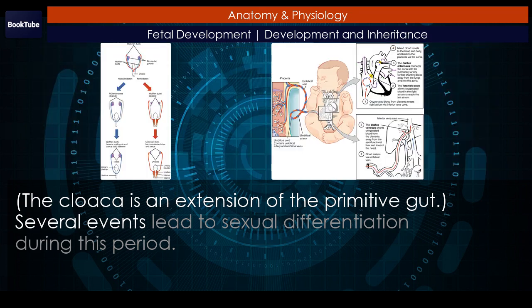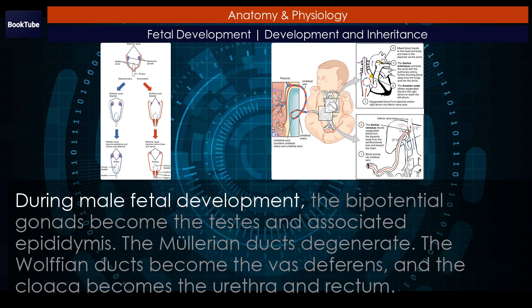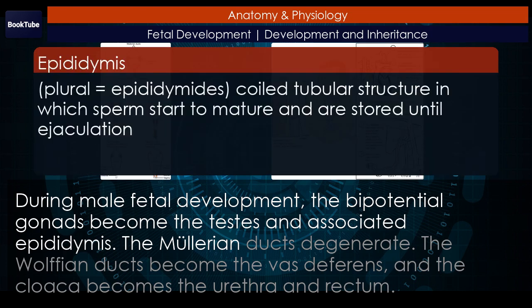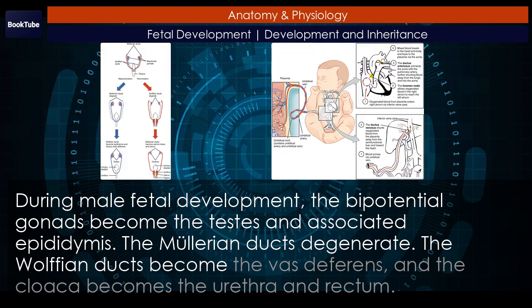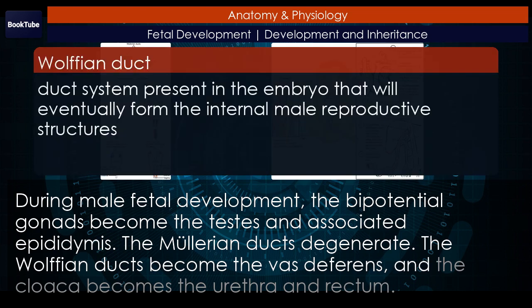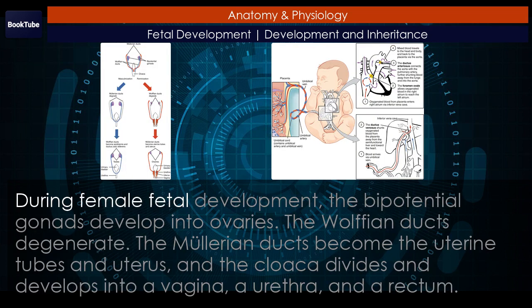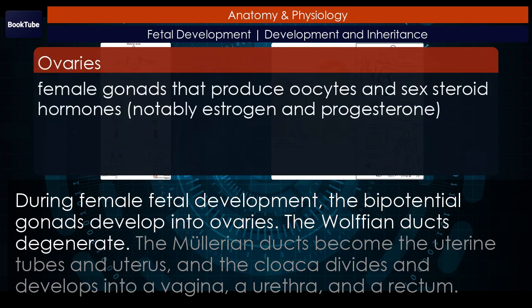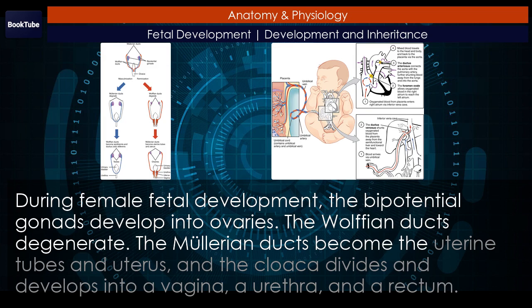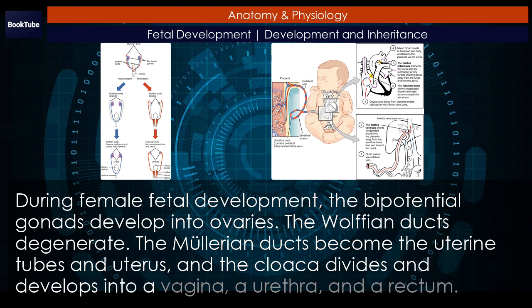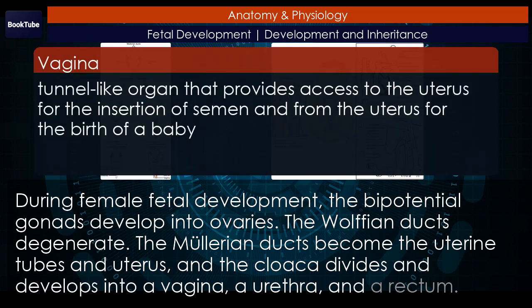Several events lead to sexual differentiation during this period. During male fetal development, the bipotential gonads become the testes and associated epididymis. The Müllerian ducts degenerate, the Wolffian ducts become the vas deferens, and the cloaca becomes the urethra and rectum. During female fetal development, the bipotential gonads develop into ovaries. The Wolffian ducts degenerate, the Müllerian ducts become the uterine tubes and uterus, and the cloaca divides and develops into a vagina, a urethra, and a rectum.